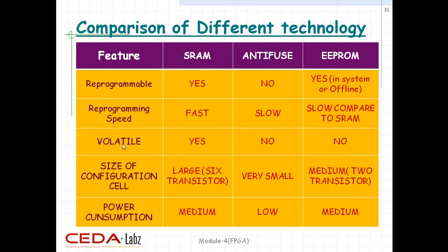Third feature is volatile nature. Out of these 3 technologies, SRAM-based FPGAs are volatile in nature, whereas anti-fuse and flash-based FPGAs are non-volatile in nature. Fourth feature is size. An SRAM cell has a large size compared to anti-fuse and flash technology. Thus, SRAM-based FPGA consumes more area. Power consumption in anti-fuse-based FPGA is less compared to SRAM and flash-based FPGA.